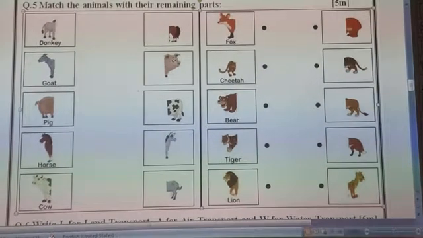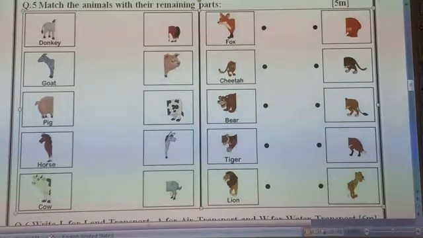So let's start. First is donkey. This is the half part of donkey and look at in this line. Where is the remaining part of donkey? Yes, this is here, fourth number. So we have to match half part of donkey with remaining part of donkey. So let's match half part of donkey with remaining part of donkey.